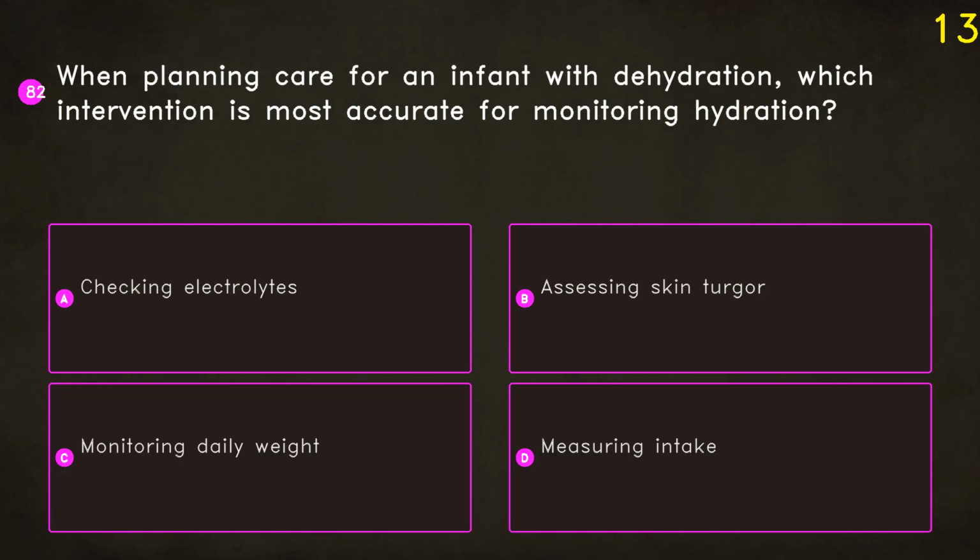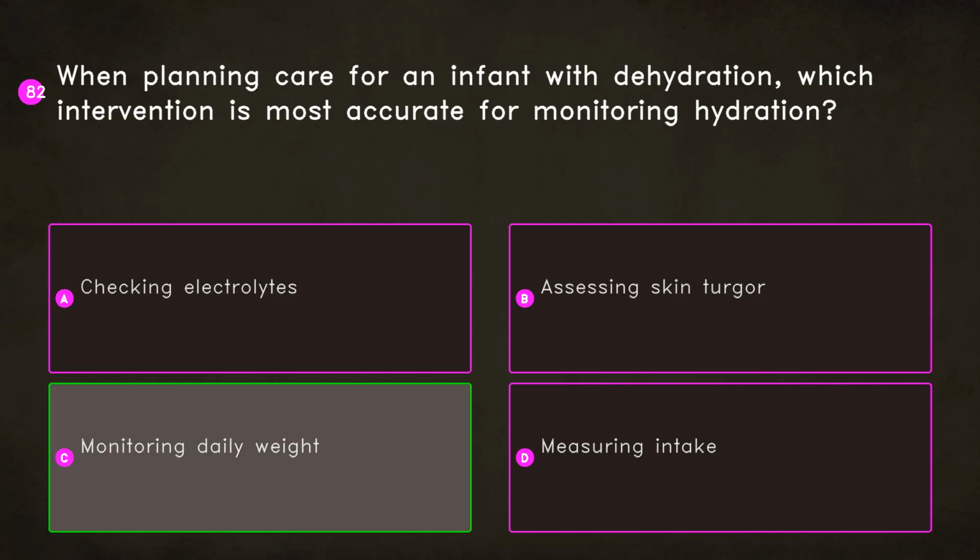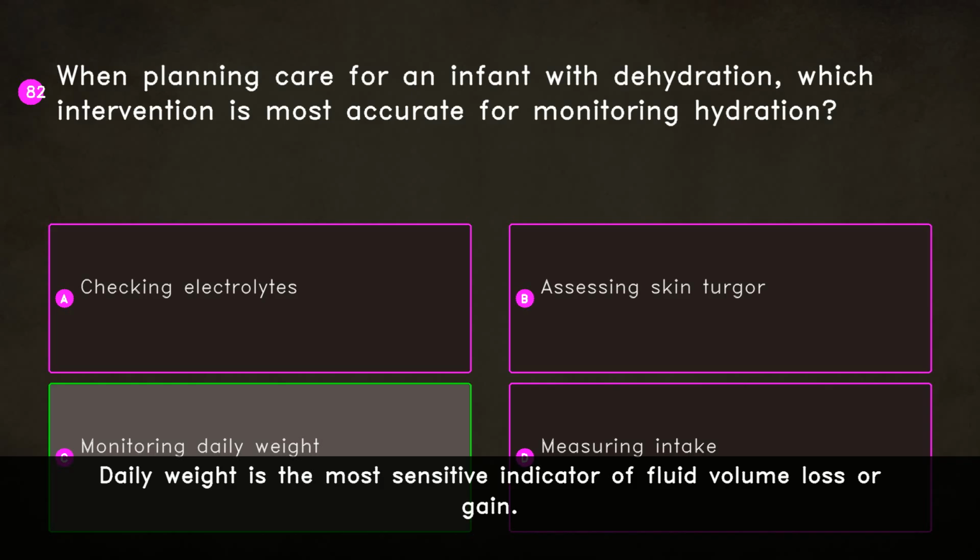Question 82. When planning care for an infant with dehydration, which intervention is most accurate for monitoring hydration? A. Checking electrolytes. B. Assessing skin turgor. C. Monitoring daily weight. D. Measuring intake. The correct answer is monitoring daily weight. Daily weight is the most sensitive indicator of fluid volume loss or gain.